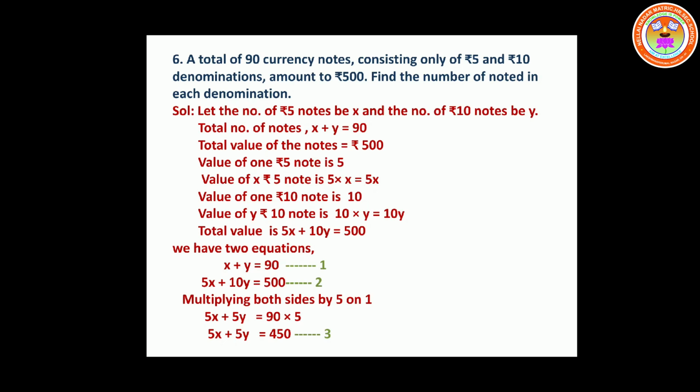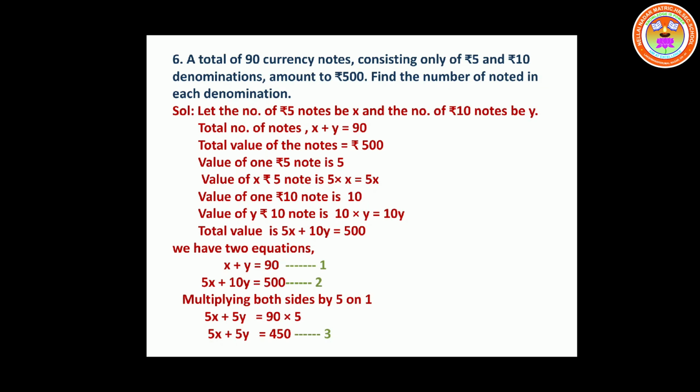Let the number of 5 rupee notes be X and the number of 10 rupee notes be Y. Since there are two denominations, we are going to take it as X and Y. Now, the total number of notes: how many notes are there totally? 90 notes. So X plus Y, when I add the number of notes, it is 90. So x plus y is equal to 90.